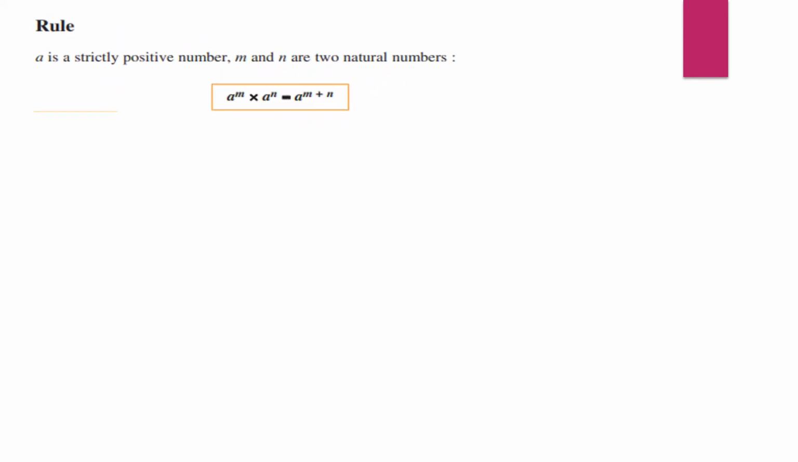First rule, A is a strictly positive number. M and N are two natural numbers. Then A power M times A power N equals A power M plus N. The product of two powers having the same base, then we add the exponents.